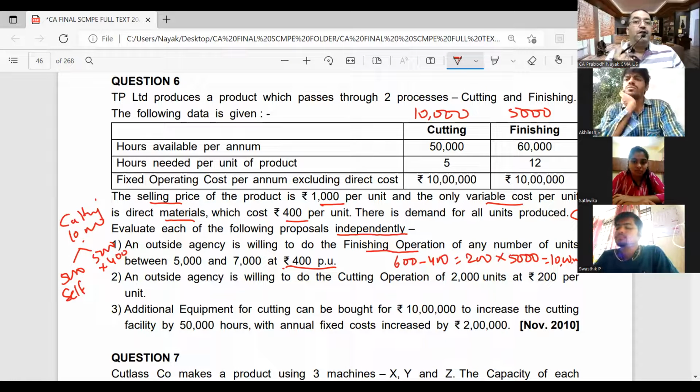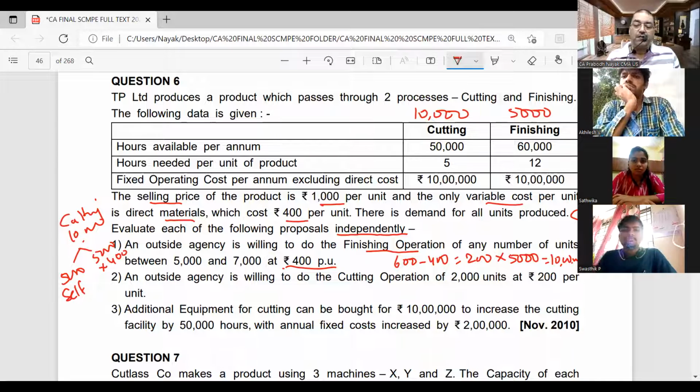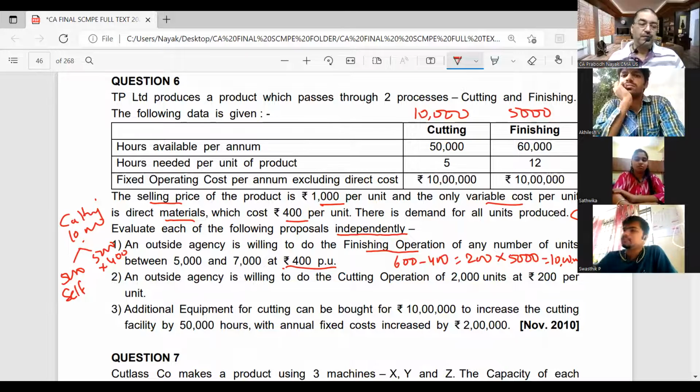Clear? That means even if I appoint an outside agency, pay 400 rupees to that, still I'm getting a benefit of 10 lakhs. So can I go ahead with the proposal? Answer is yes. Why not? Because we are getting additional contribution of 10 lakhs. Okay, write down. There you have written option 1, you write down.